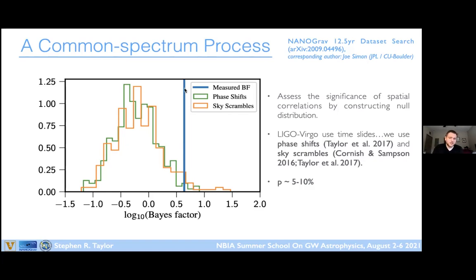And what we're seeing at the moment is that the measured Bayes factor of cross correlations in the 12.5-year data set is very, very weak. We have a p-value, which is just the integral from the blue line to higher values, of about 5-10%. So that's certainly nothing to write home about. We need to get to sub percent and hopefully 0.1% p-values in the future in order to claim significance.